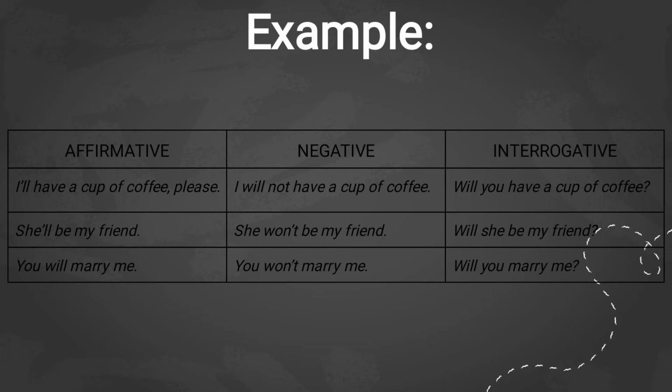And the second example is she will be my friend. The negative sentence becomes she will not or won't be my friend. And then, will she be my friend? Okay. The last example, you will marry me. Or you won't or will not marry me. And then the question becomes, will you marry me?